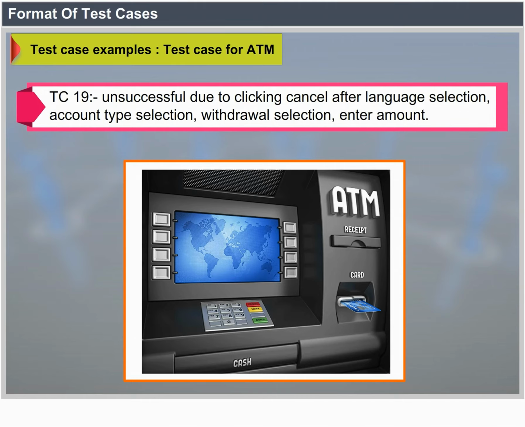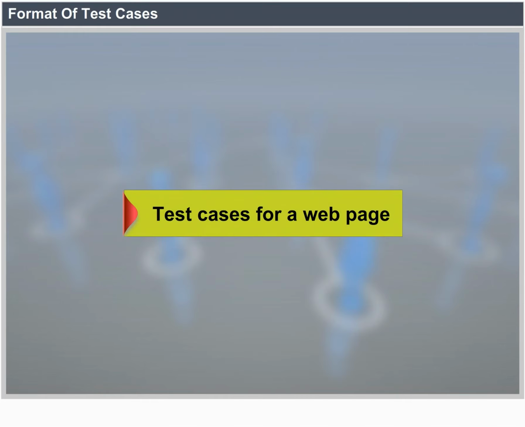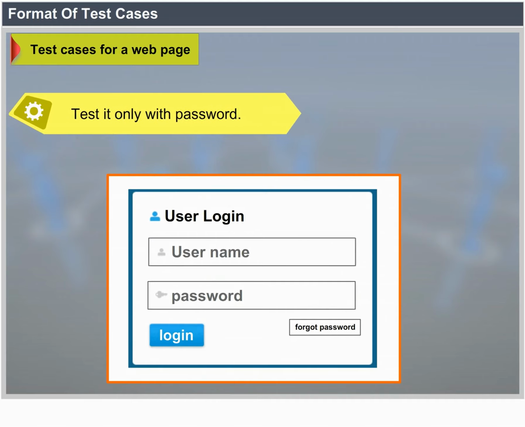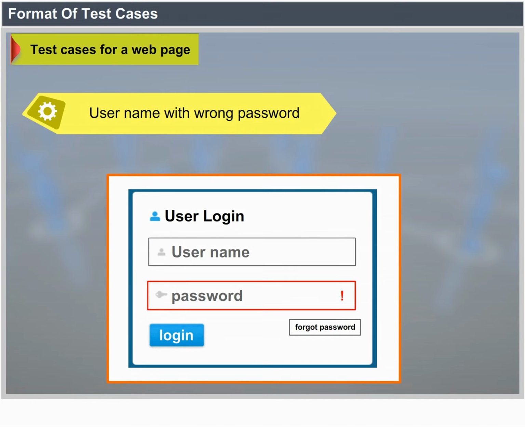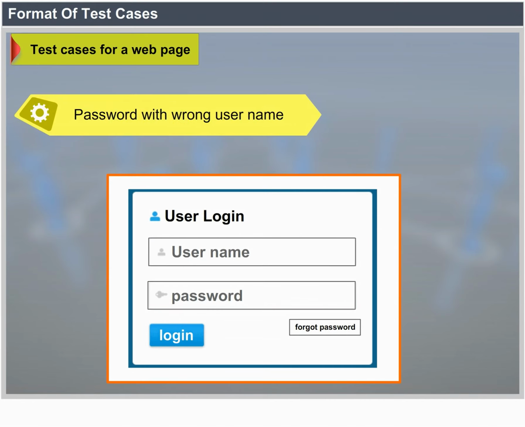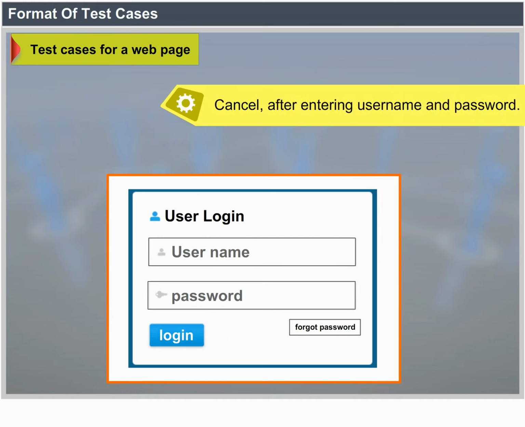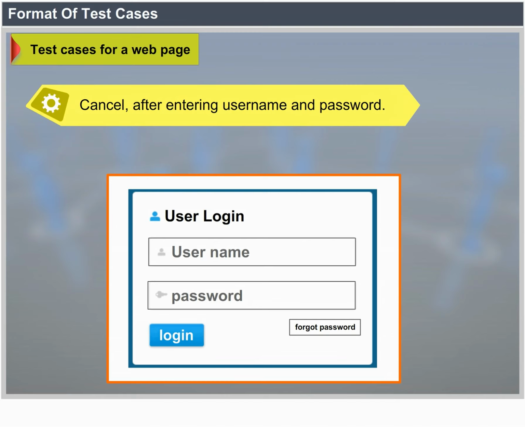Test cases for a web page. Test it only with username. Test it only with password. Username with wrong password. Password with wrong username. Right username and right password. Cancel after entering username and password.